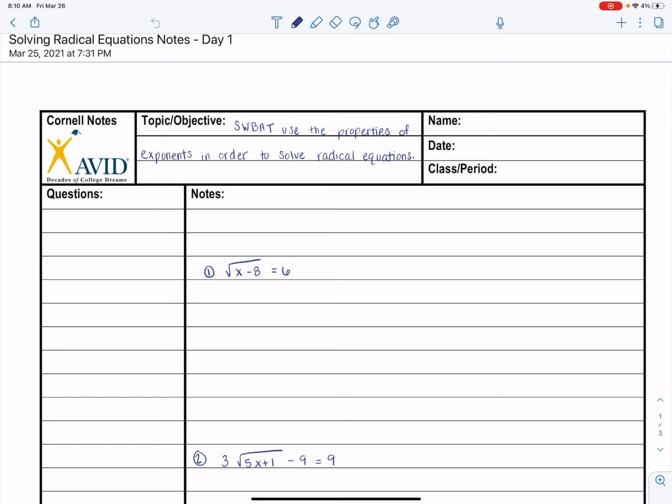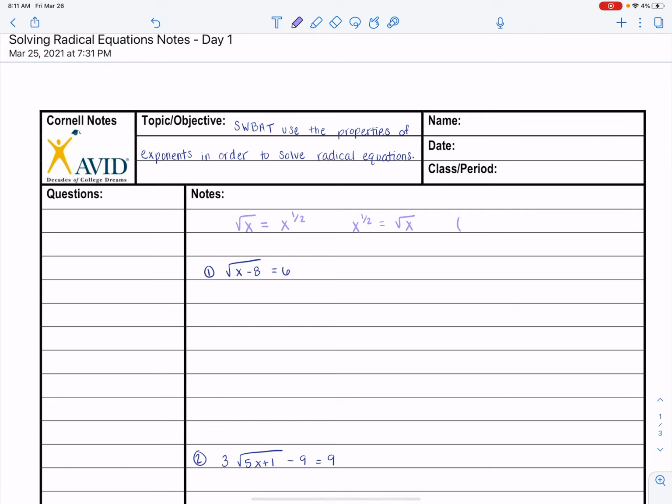The first thing I need you to remember is if you have the square root of x, that's the same thing as saying you have x to the 1/2 power. We talked about that, but it was a long time ago, like December, okay? Also, we can do the reverse of that. If I have x to the 1/2 power, that's the same as saying I have the square root of x.